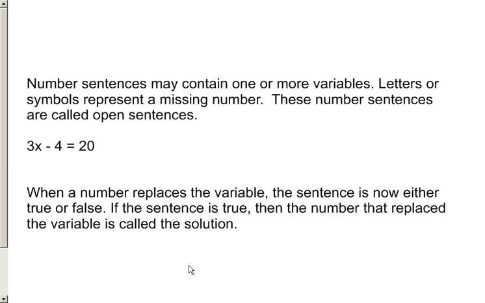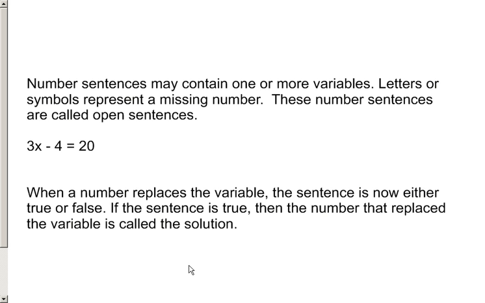So a number sentence that has a variable is called an open sentence. And I have an example right there on the slide. 3x minus 4 equals 20. This is an open sentence because it is a number sentence and equality with a variable x.